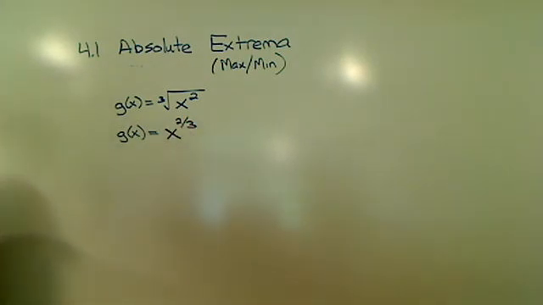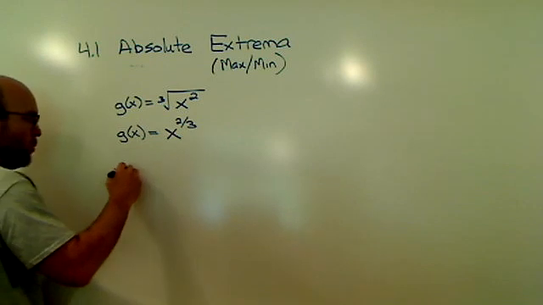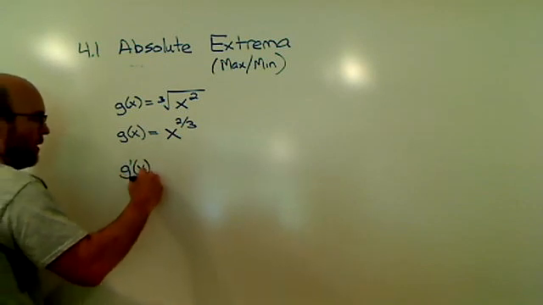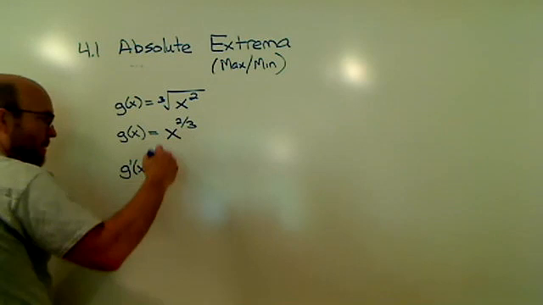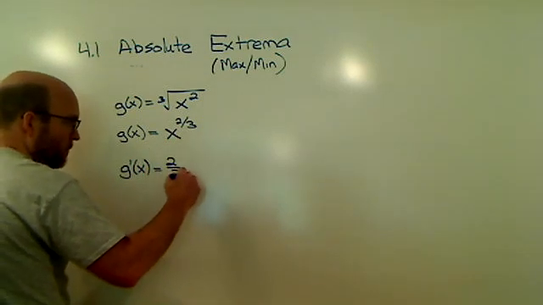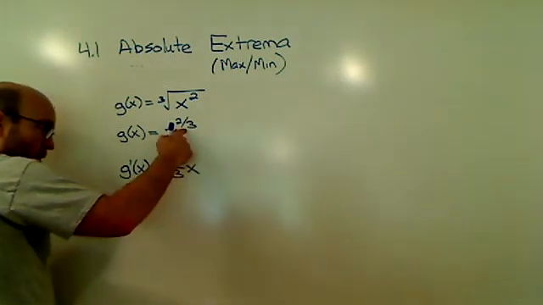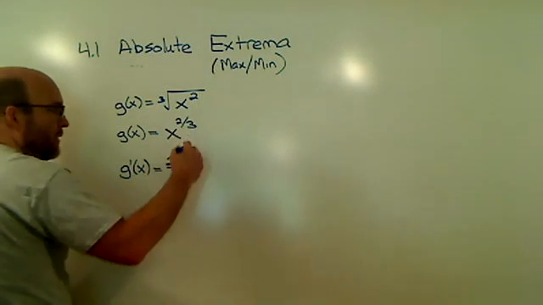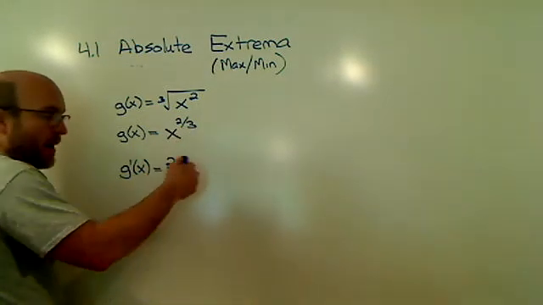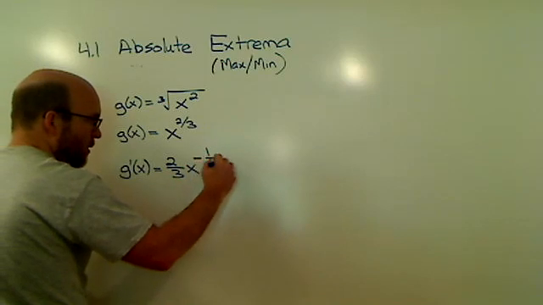And then once you have it written like this, you're just using the normal power rule to take the derivative. The power rule says multiply by the exponent and then subtract 1 away from the exponent. So when we take 2/3 minus 1, 2/3 minus 3/3 is going to give you a negative 1/3.